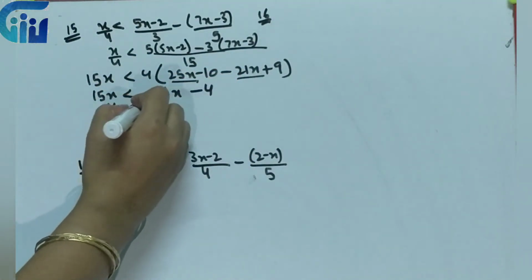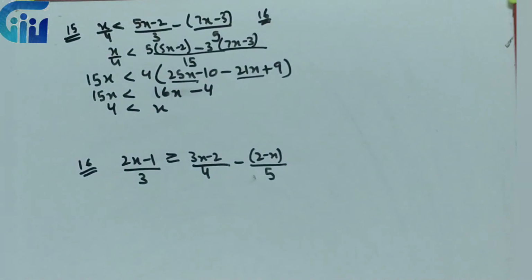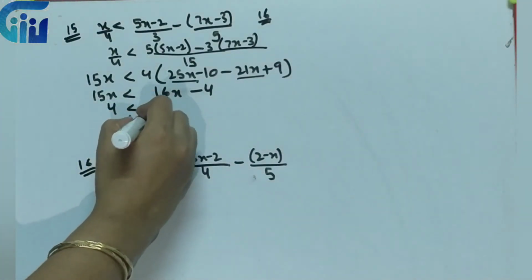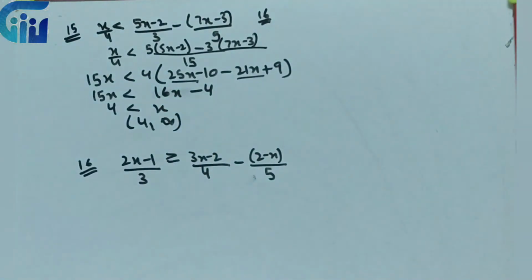So 4 on this side and x on this side. So x is greater than 4. Since it is greater, so 4 to infinity, and because strictly less than sign is there, so we'll have open intervals. Moving on to question number 16.